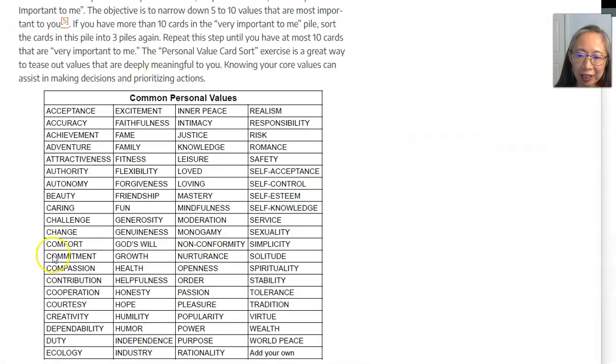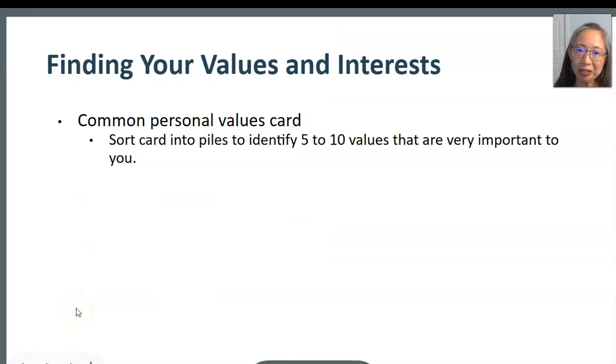Here are some of the values that some psychologists have identified. You can make your own, add your own values to it. The idea is to help you think outside the box about what is important to you. This can be a fun exercise to do with your friends.